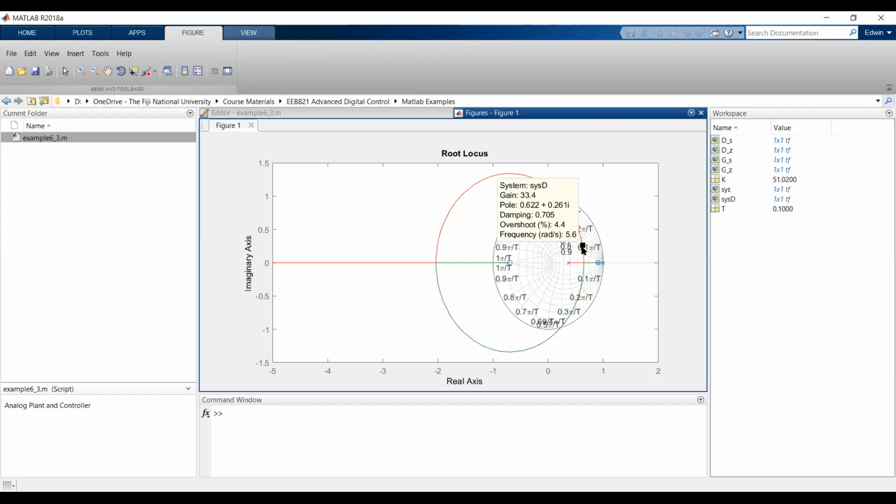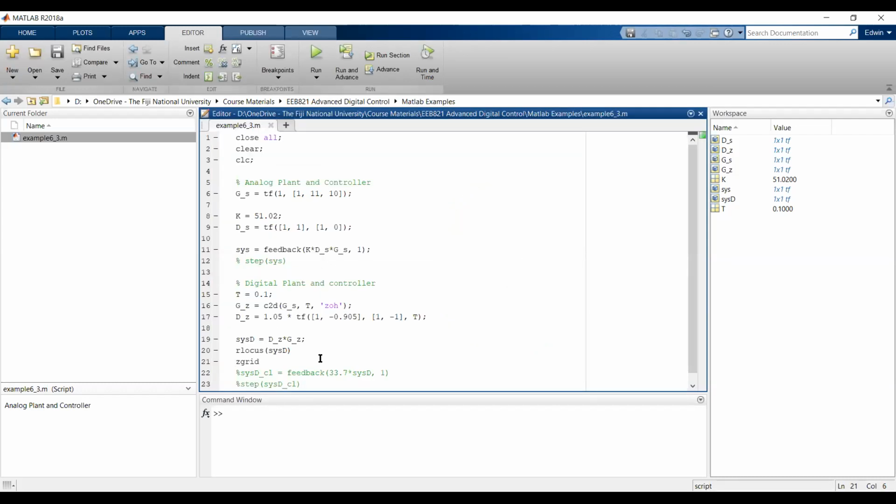I can use the rlocfind function to select the poles on the root locus which will give me damping zeta as 0.7, and it will also give me a gain value. So you can see that around damping of 0.705, gain is around 33 point something. Let me close this and again use rlocfind. So [k, poles] = rlocfind(sysd).